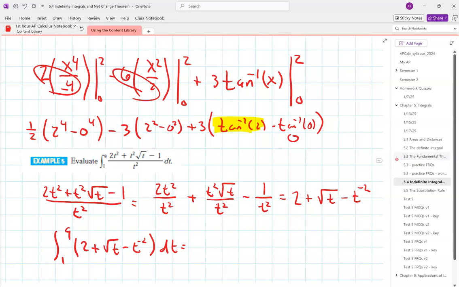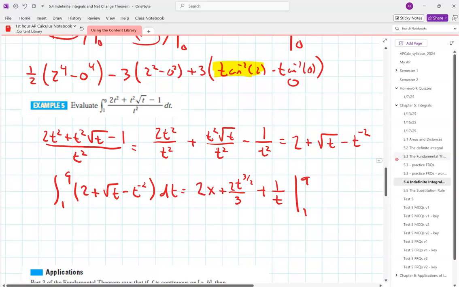So the integral of 2 is 2x. The integral of the square root of t is 2t to the 3 halves over 3. And the integral of t to the negative 2 is going to be negative 1 times, or plus, t to the negative 1, or 1 over t. And then we're evaluating from 1 to 9.